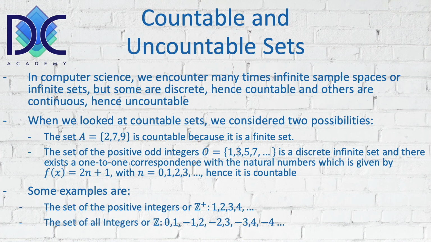We also can look at the set of all the integers, and now it's a little bit more difficult because we have integers from minus infinity to plus infinity. It's again a discrete set, and we can build a sequence for which we can define a one-to-one correspondence with the natural numbers, saying 0, 1, minus 1, 2, minus 2, 3, minus 3, 4, minus 4, and so on. So basically, we also can define that one-to-one correspondence between the natural numbers and the set of all integers. Hence, we can say that the set of all integers is also countable.